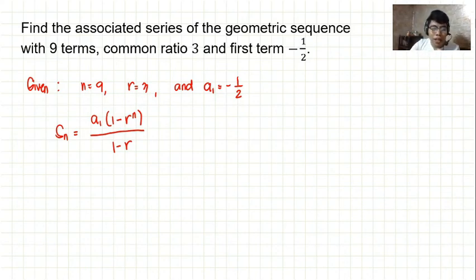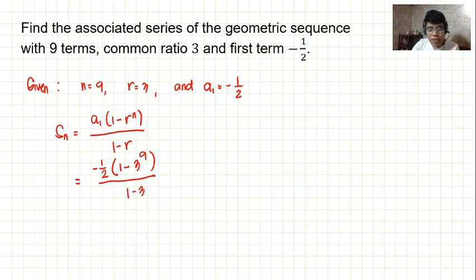Okay, it is correct. Now, a sub 1 is negative 1/2 times 1 minus r. Oh, our r is 3, right? So we have 3 raised to n, which is 9, all over 1 minus 3. If you are going to use your calculator, the answer will be 9,841 over 2. So this is now the final answer.